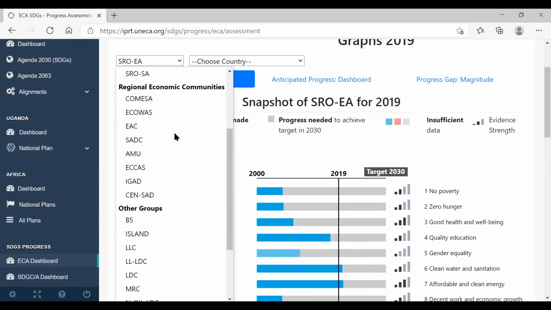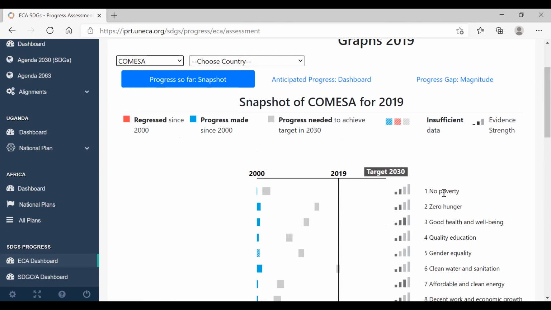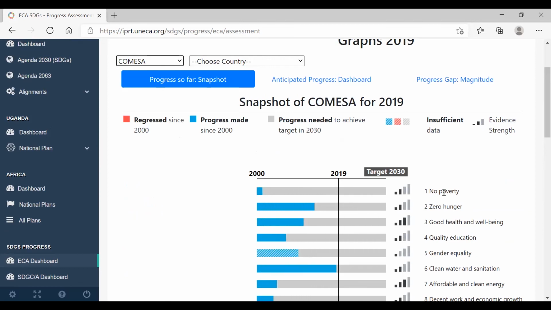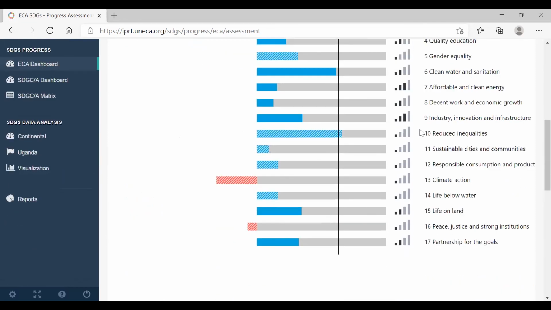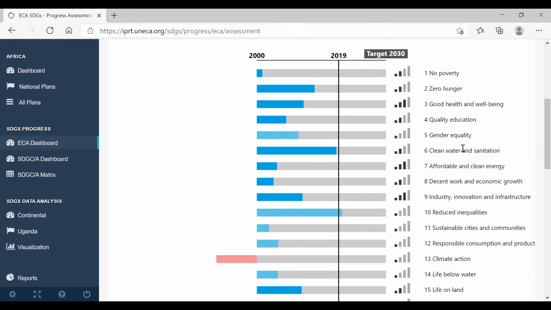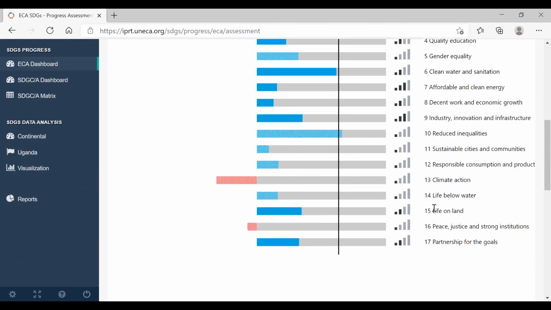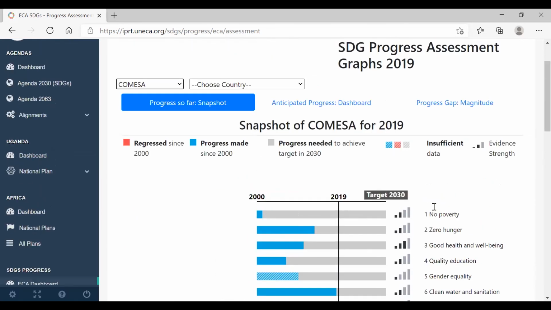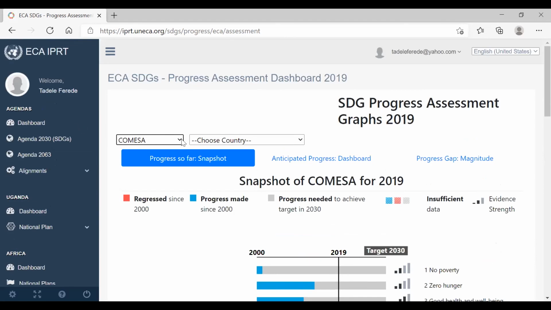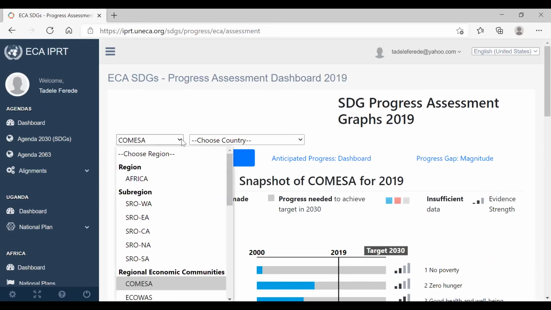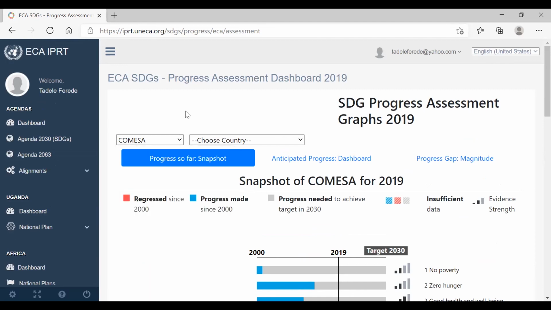You can also look at SDGs progress by regional economic communities, like for example, COMESA. How do COMESA countries progress in terms of achieving SDGs? Look at the 17 goals. Good progress in goal number 6, goals 2, 3, and perhaps 9, and 17 and 15. So you can assess by Africa as a whole, sub-regional offices, and regional economic communities, right?